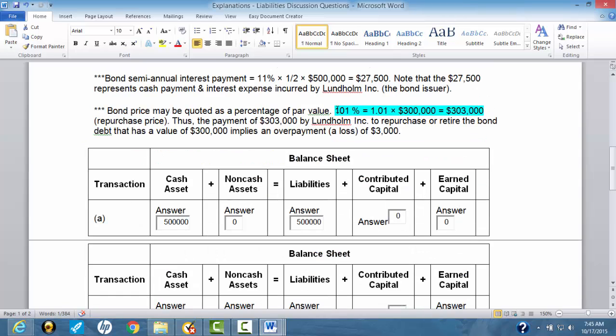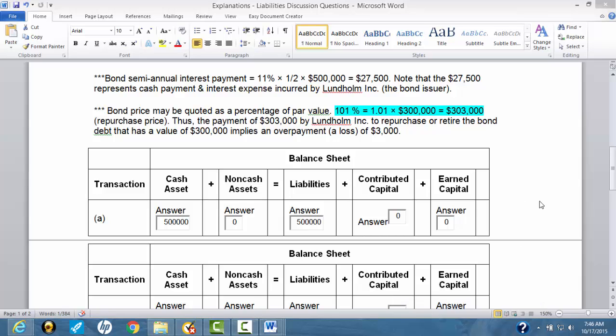So 101% of 300,000 is 303,000. So that was how much the bond issuer paid to retire the liability, the bonds payable. And the amount of bonds retired was 300,000. So the difference of 3,000 is an overpayment, and it represents a loss to the bond issuer.